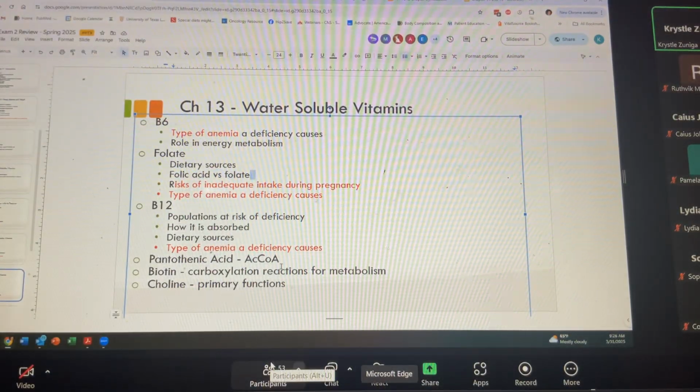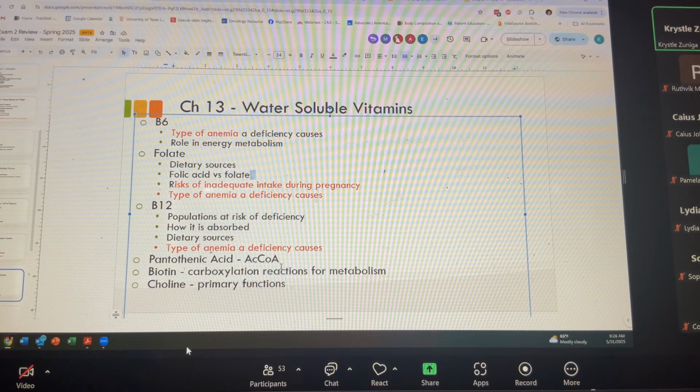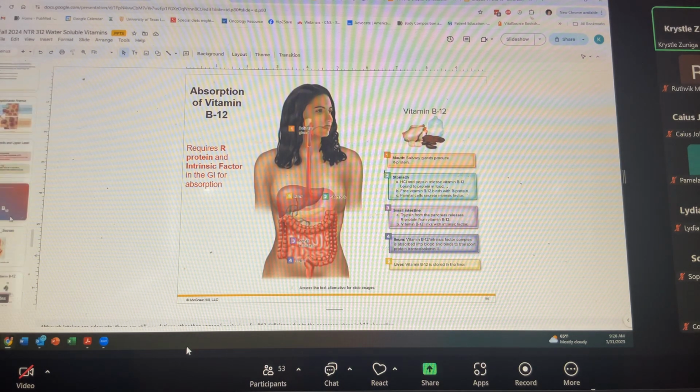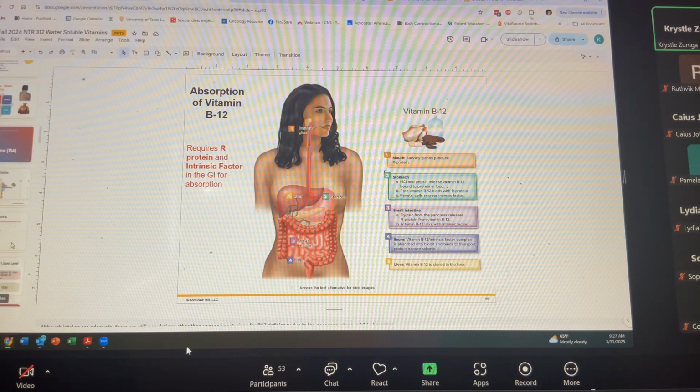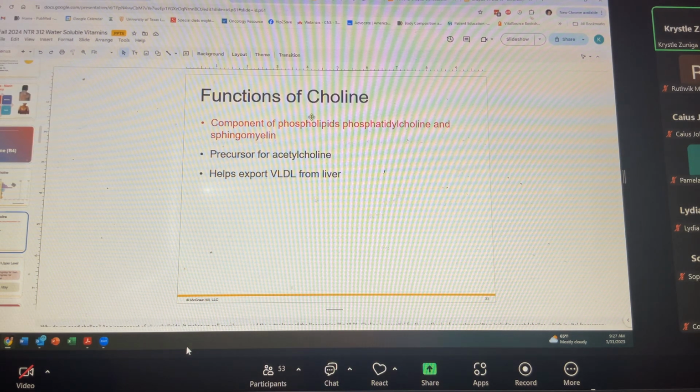So pantothenic acid is used in the formation of acetyl-CoA, biotin is used in carboxylation reactions. I don't even think I have a question about biotin, but it might be an incorrect answer choice. Choline, oh yeah, this is one that students miss. Choline, think of phosphatidylcholine. Here we go. Very simple here. I highlighted it in red for you.